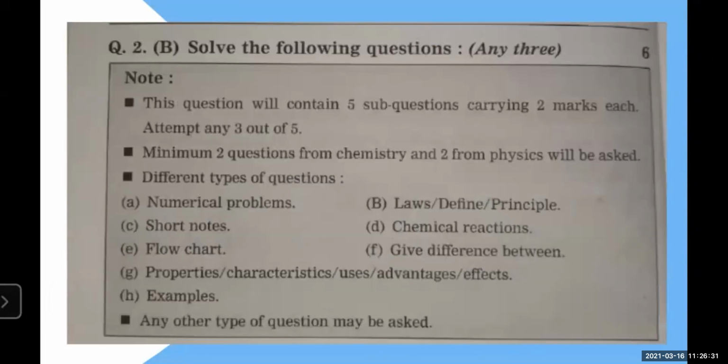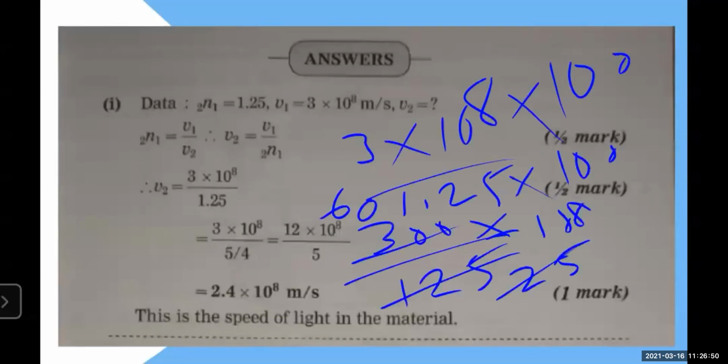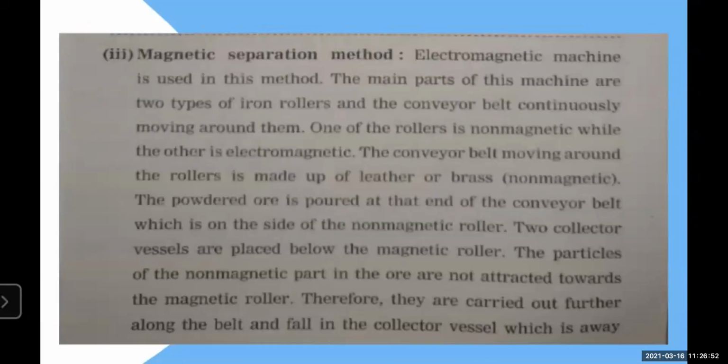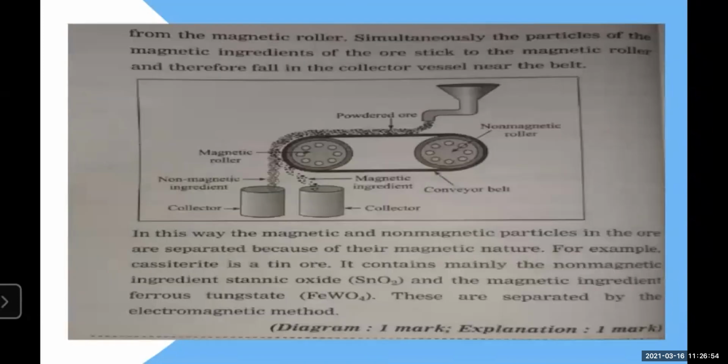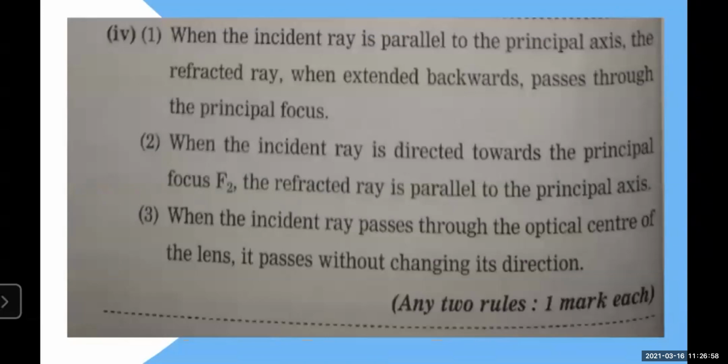Fourth question. State the rules used for drawing the ray diagram for the formation of an image by a concave lens. So, which rules are there? There are three rules to draw the diagram for the concave lens. Very simple. Try to understand.